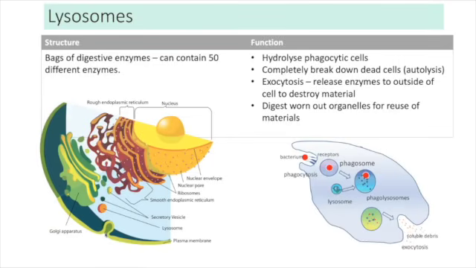Lysosomes. So we just said lysosomes can be created by the Golgi apparatus, and lysosomes are bags or vesicles of digestive enzymes. And they can contain lots of different enzymes. Some functions include the hydrolysis of bacteria. So you have lysosomes fusing with phagosomes in phagocytosis. That releases the digestive enzymes to hydrolyse and destroy pathogens.